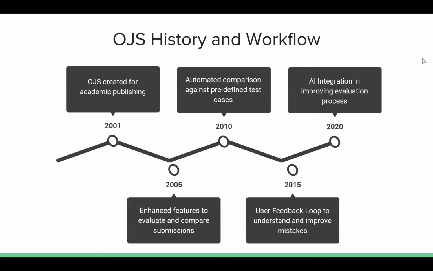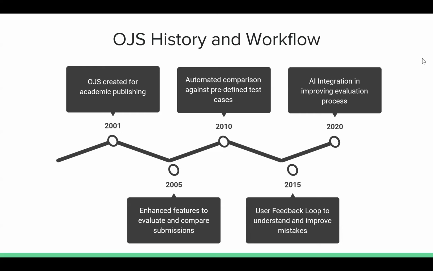This is the history and workflow of OJS. So, in 2001, the journey of OJS began when it was introduced as academic publishing. Gradually, it evolved as an automated evaluation system. In 2005, new features were introduced to streamline submission management and compare submissions against predefined benchmarks. This made the system more user-friendly and efficient. In 2010, OJS was integrated with automated tools for evaluating submissions. These tools compared code outputs against predefined test cases. This improved accuracy and reduced the manual effort.